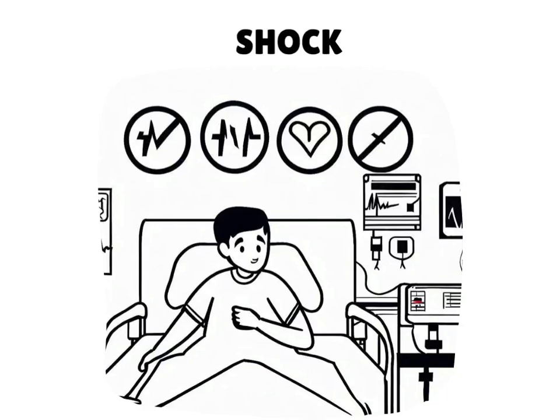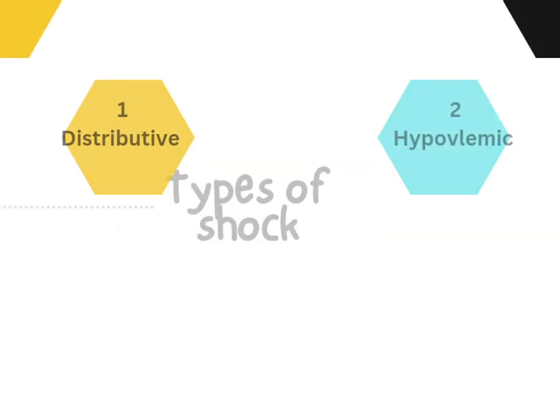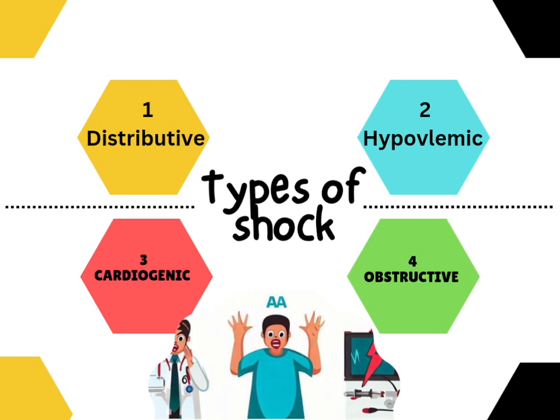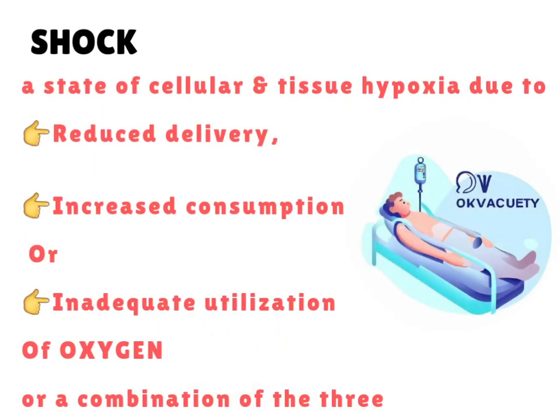Welcome to our lecture on shock, its types and their characteristics. Let's define shock as a state of cellular and tissue hypoxia due to various factors. Shock can arise when there is a disturbance in the delicate balance between oxygen demand and supply within the body. It can result from reduced oxygen delivery, increased oxygen consumption, inadequate oxygen utilization, or a combination of these factors. It is a critical condition that requires prompt recognition and appropriate management.